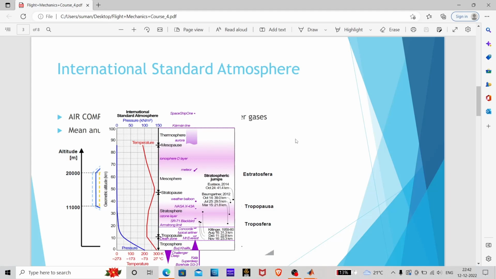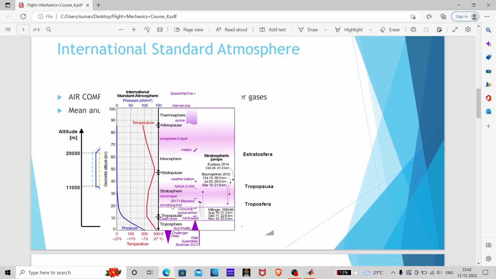The project is International Standard Atmosphere. So, in this project, we are going to model the International Standard Atmosphere, which will be helpful for aeroplane simulation or anything where we can use the atmosphere.